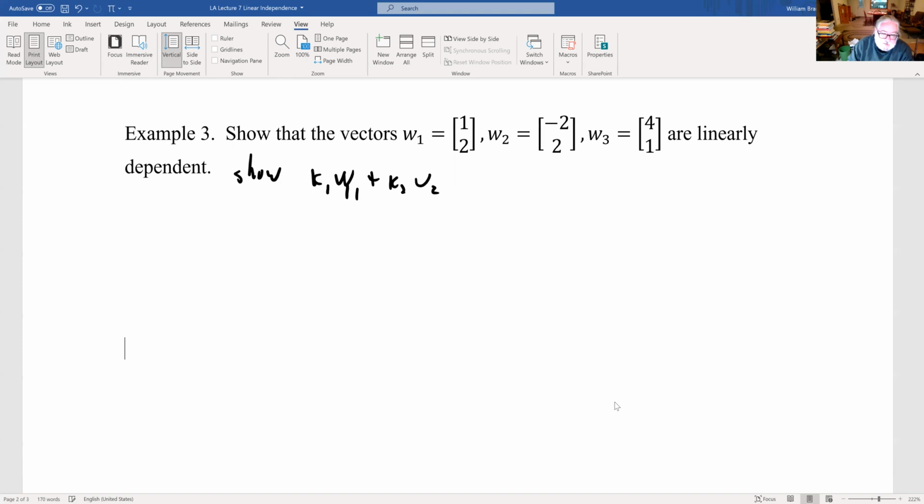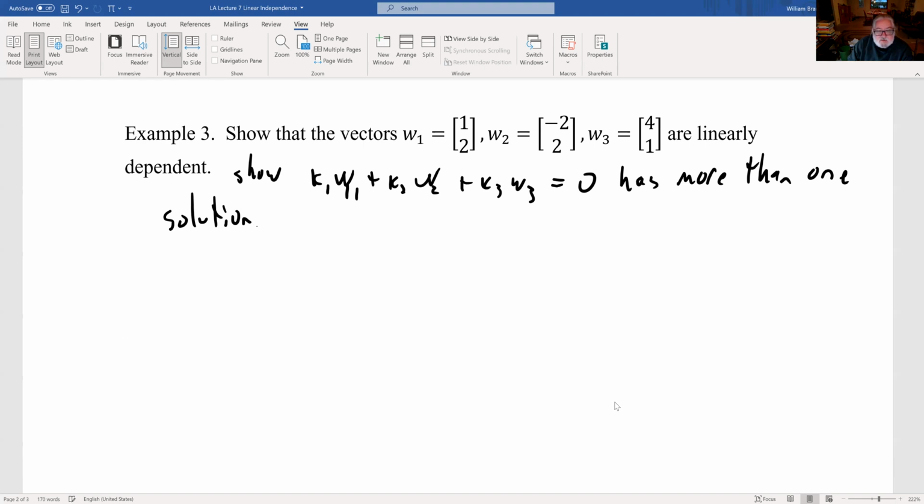Now, these are W's. K1 W1 plus K2 W2 plus K3 W3 equals 0 has more than one solution. We know that K1 equals 0, K2 equals 0, K3 equals 0 is a solution, because 0 times anything is 0. So are there more than one solution? If there's only that one solution, then they're linearly independent. So we set up an augmented matrix like this, and we say, okay, well, we need to reduce this. But I know how reducing this goes, because we've done a bunch of these.